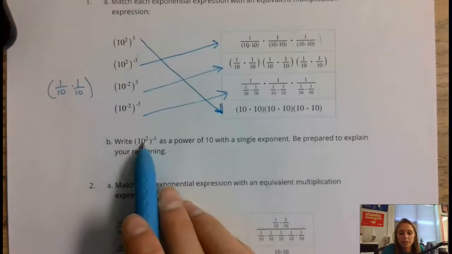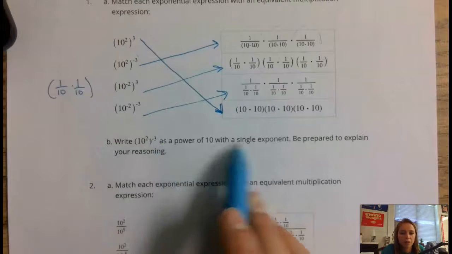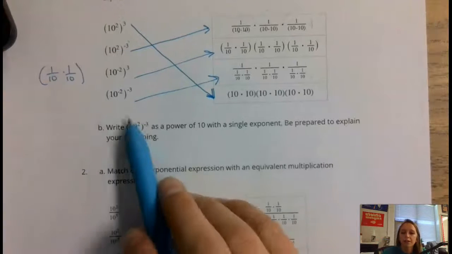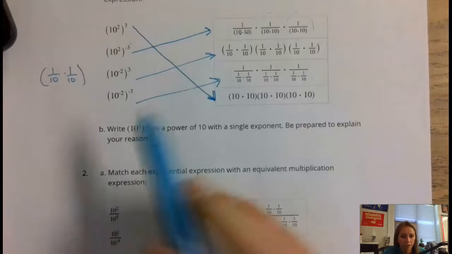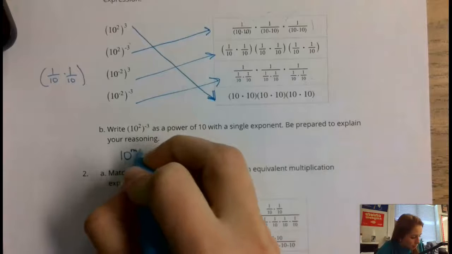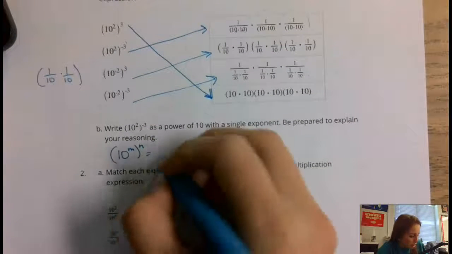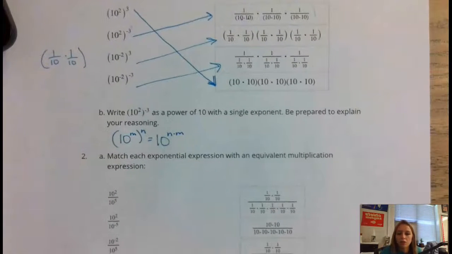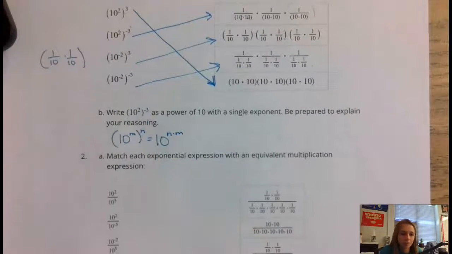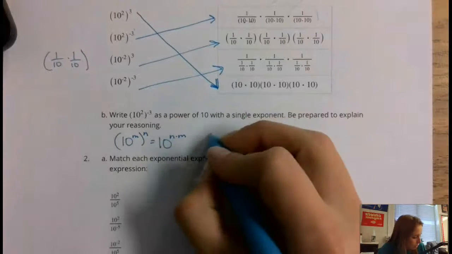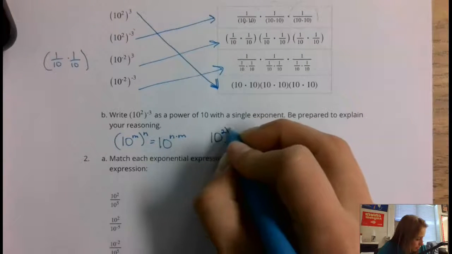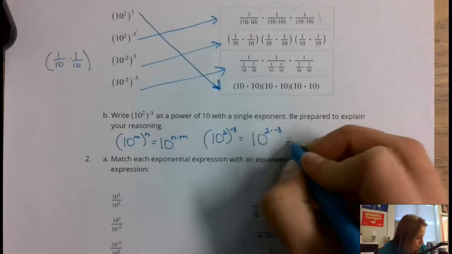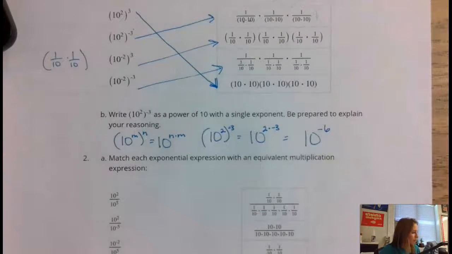Okay, so it says write 10 to the second to the negative third power as a power of 10 with a single exponent. Be prepared to explain your reasoning. Let's think back to lesson 3. When we had 10 to the m to the nth power, we can just take 10 and multiply our exponents. So shouldn't we be able to do the same thing here? Yes. Let's take 10 to the second to the negative third and write that as 10 to the 2 times negative 3, which would then equal 10 to the negative 6th power.